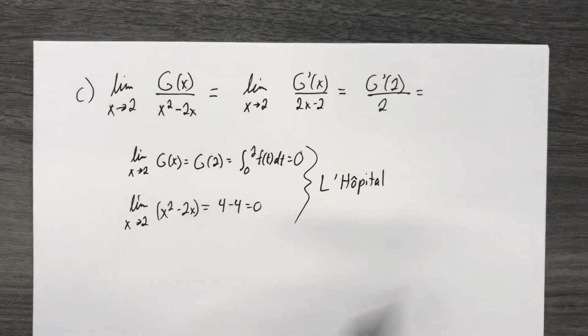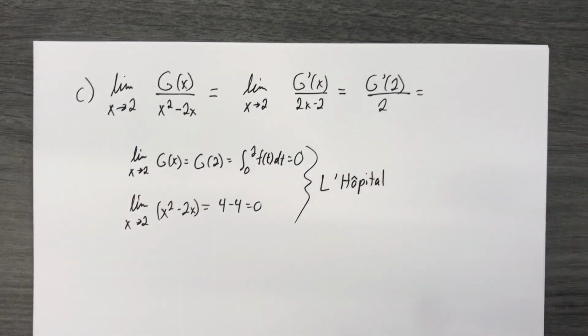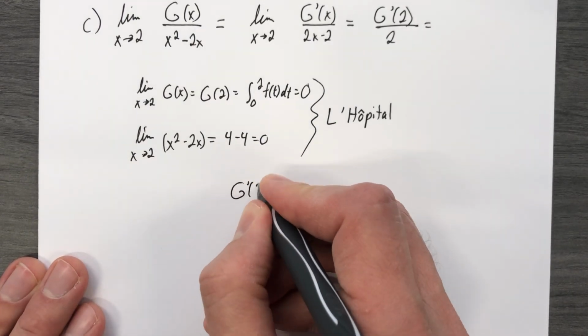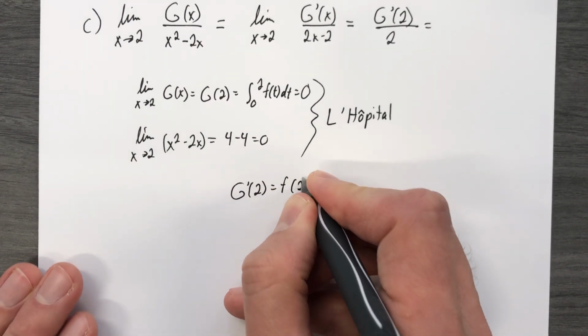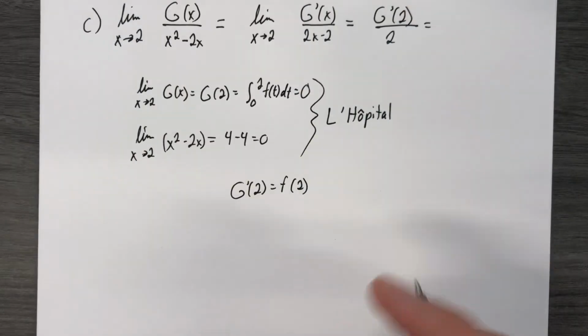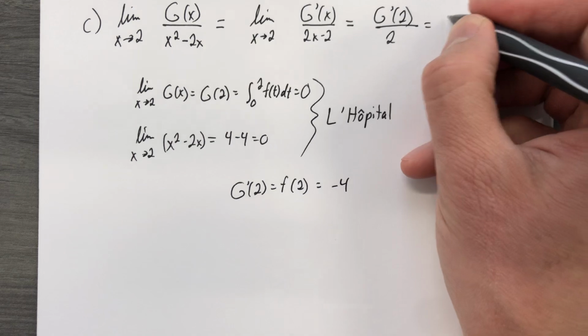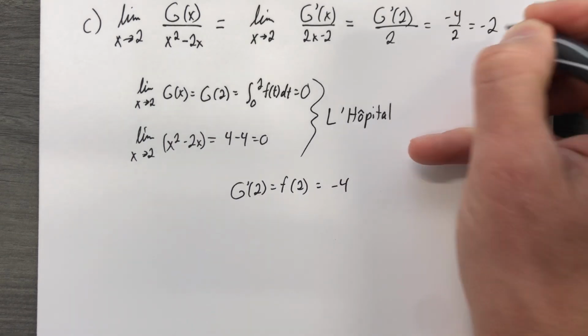So g prime of 2. Let's see what happens. I need g prime of 2. So just kind of doodling over here. So g prime of 2 is f of 2, and that has been established in our previous work. G prime of x is f of x. And so f of 2 is on our graph. It is negative 4. So we're going to have negative 4 divided by 2, which is negative 2.